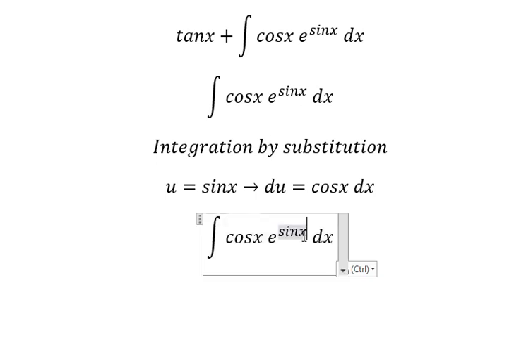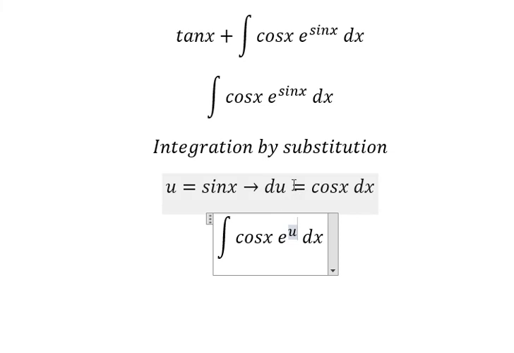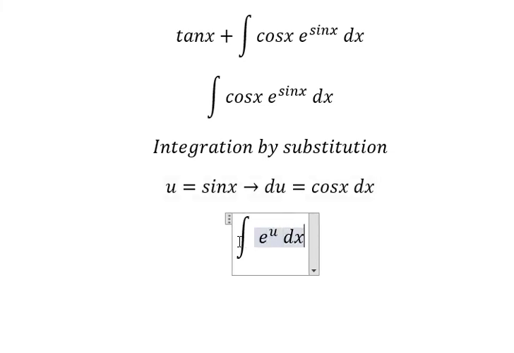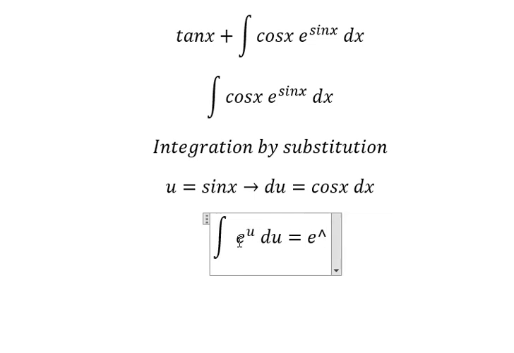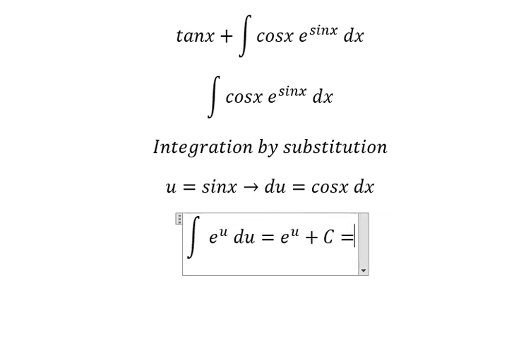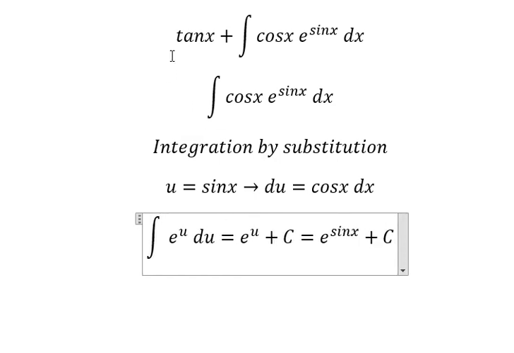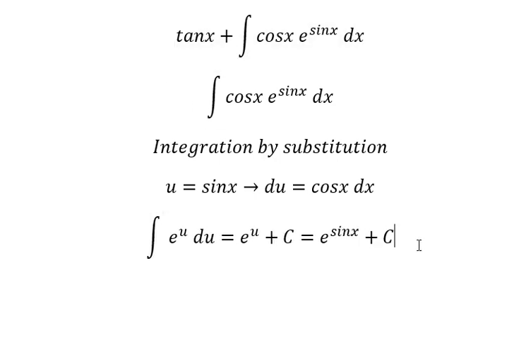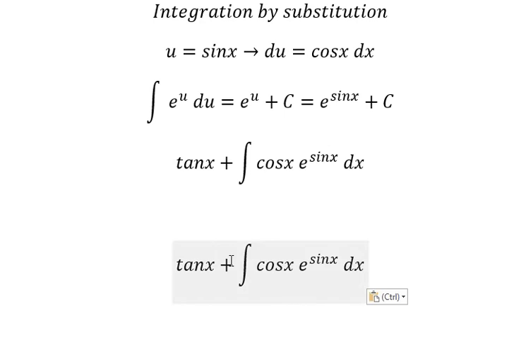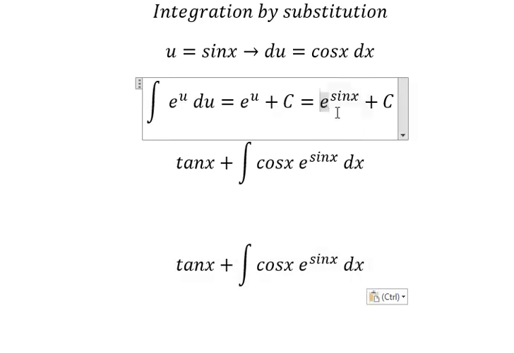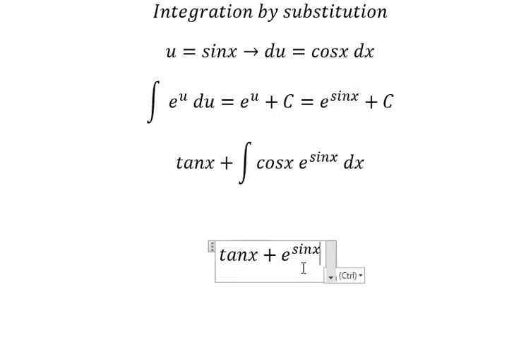This one we change by u. Cosine s ds we change by du. The integration of this one gives e to the power of u, and we put c. Since u is sine s, now we return back in here. The integration of this one is that, and then we put c.